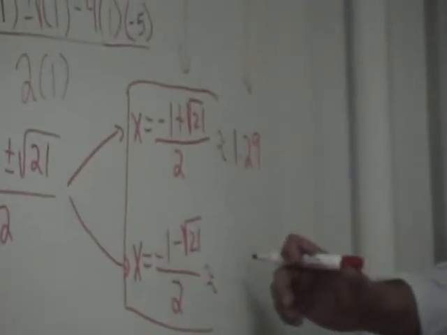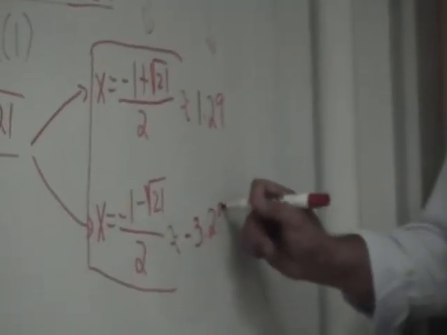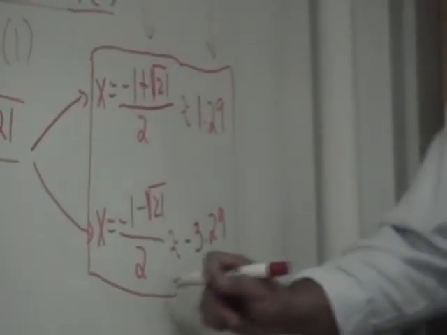I'm just waiting for someone to give me negative 1. Negative 3.29? Yeah. I buy that. And that's what you need to know.